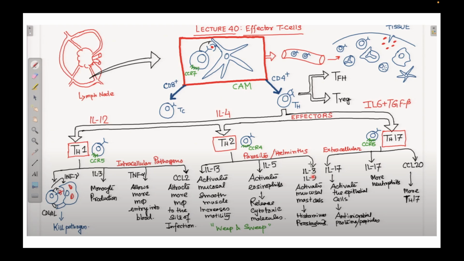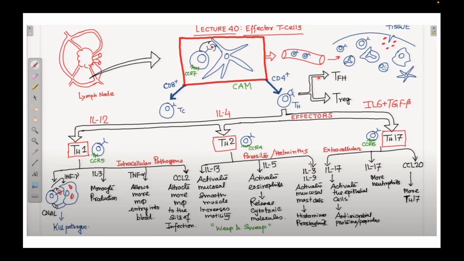Other than that, we can know about effector T cells. In the effector T cells, here you can see when the double positive T cells interact with the antigen presenting cells, based on what type of MHC they interact with, they undergo differentiation. They either become CD8 positive or CD4 positive, and the CD4 positive cells are called T helper cells. They also have different types.